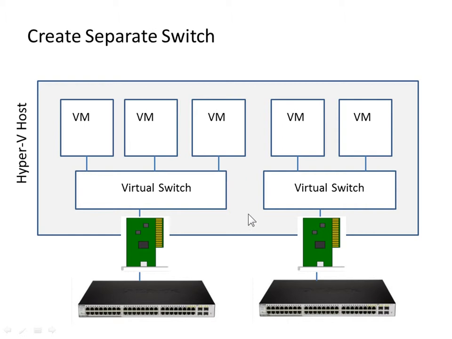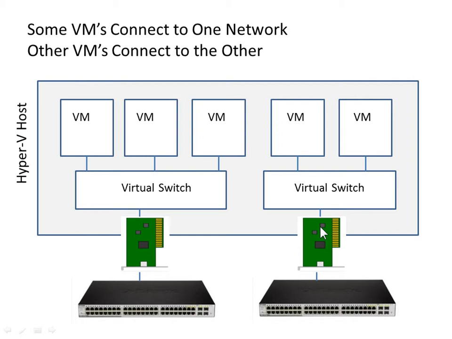And then what we do is we create a second virtual switch, and that second virtual switch is now associated with the second physical network interface card. And then we make sure that some virtual machines are connected to one virtual switch, which connects them to one network, and that other virtual machines are connected to the other virtual switch, which is connected to the other network.